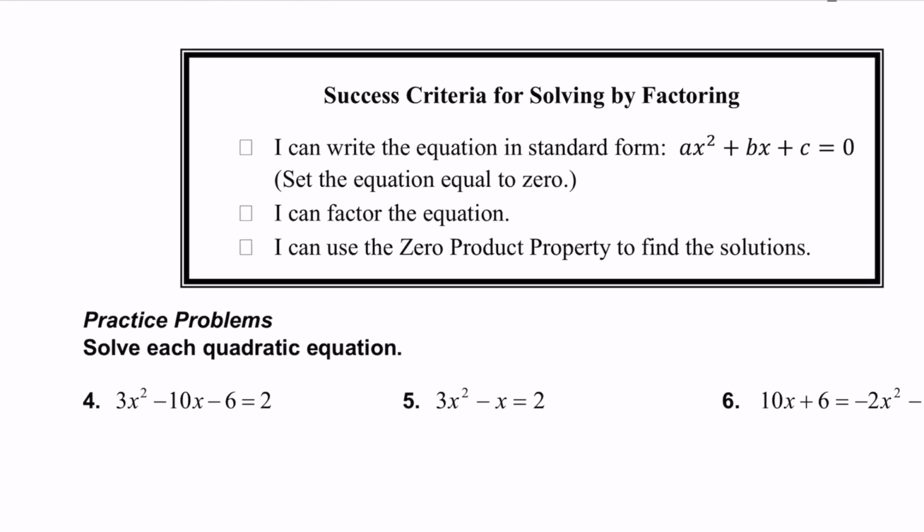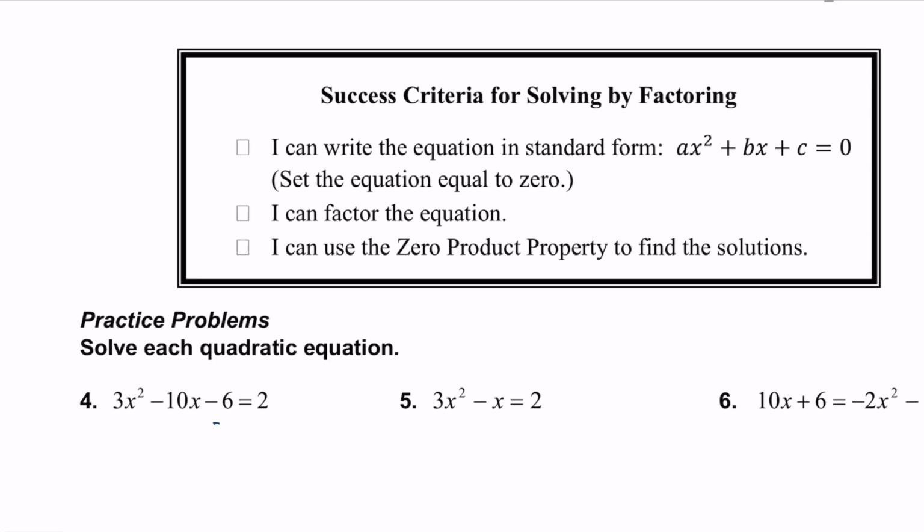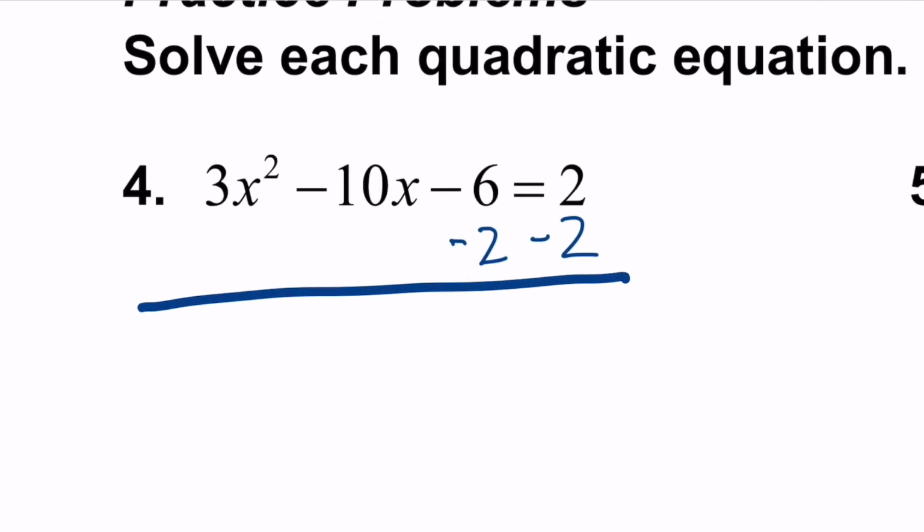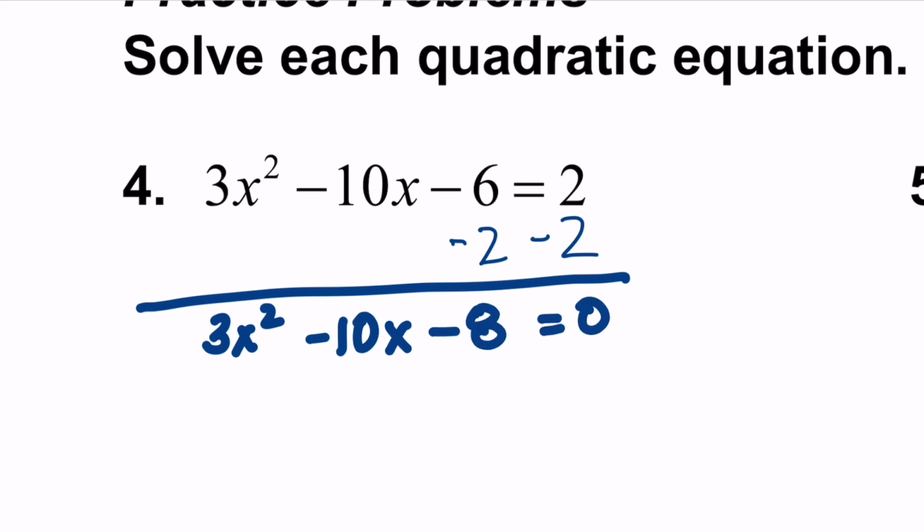So if we look at our equation, our success criteria, these are kind of the steps we're going to be using. We always want to set it equal to 0 here. So the first thing is this is not equal to 0, it's equal to 2. So to get rid of that 2, we want to minus 2 from both sides. Now we want to set it so it's with the like terms. And so the negative 6 and the negative 2 are like terms. We've got 3x squared minus 10x minus 8 equals 0.